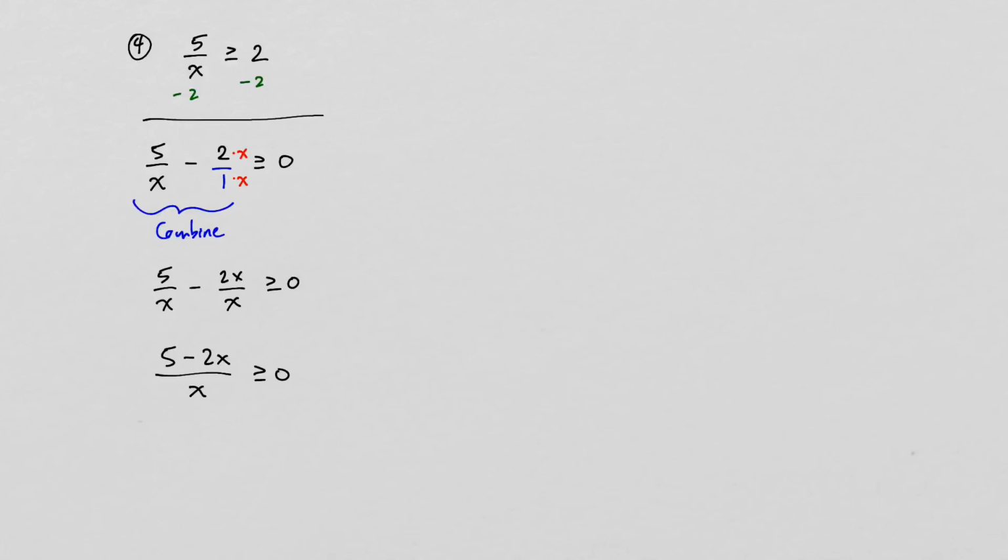So now we have what we want. We have a single fraction, and we have 0 on the other side. So now we would factor the numerator and the denominator. However, 5 minus 2x does not factor, and of course neither does x. So the next step is we need our critical numbers.